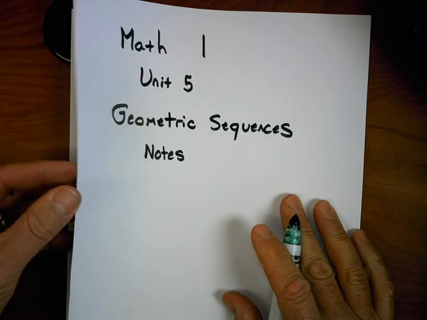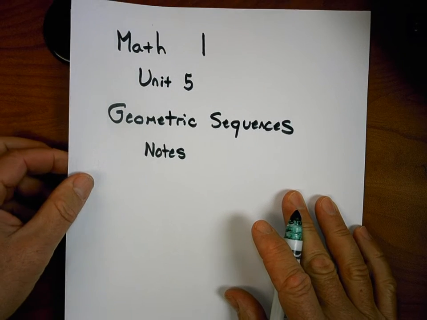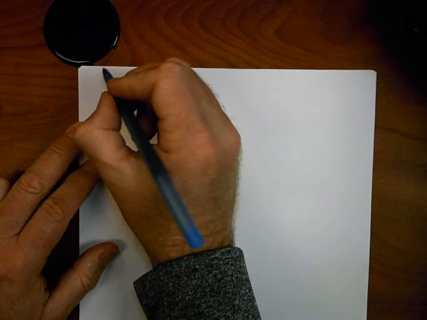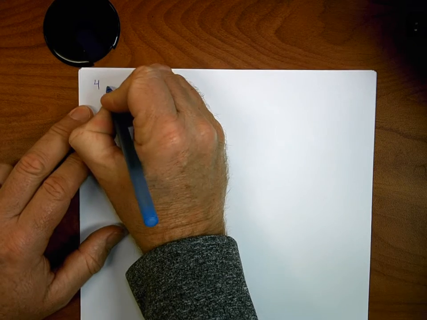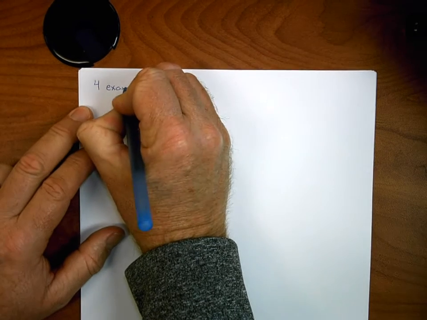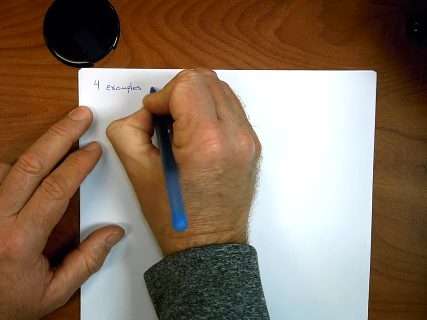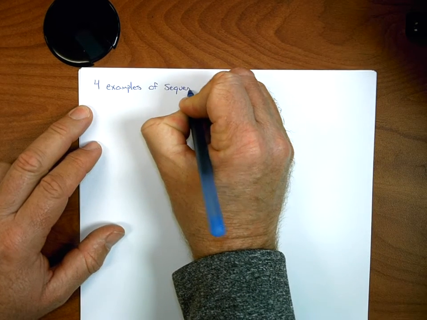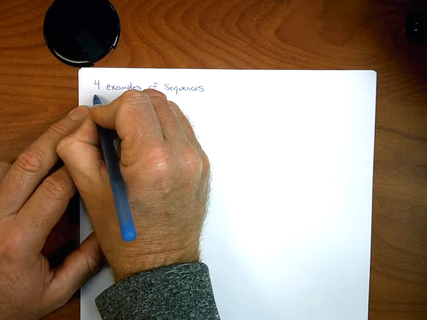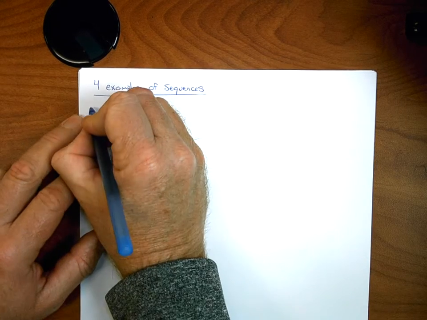Okay? All right, so the first thing is, when we talk about geometric sequences, we need to first figure out what exactly is a geometric sequence. So what I'm going to do is give an example of 4 sequences. Some of the examples will be considered geometric. Some of the examples will not be considered geometric.